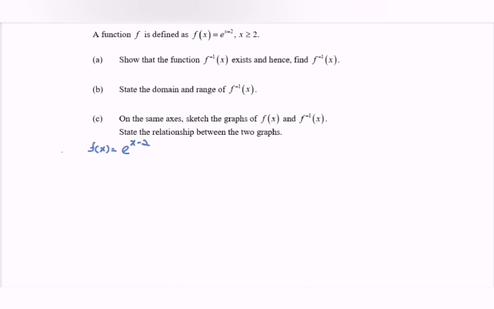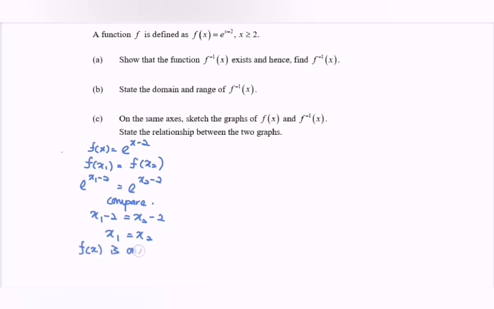So how do we show whether the function f inverse exists or not? The answer is one-to-one function. So f(x1) = f(x2), so e^(x1-2) = e^(x2-2). We can compare because we have the same base: x1 - 2 = x2 - 2, so x1 = x2. Then we can say f(x) is a one-to-one function. Then f inverse exists, and we have shown the situation given.